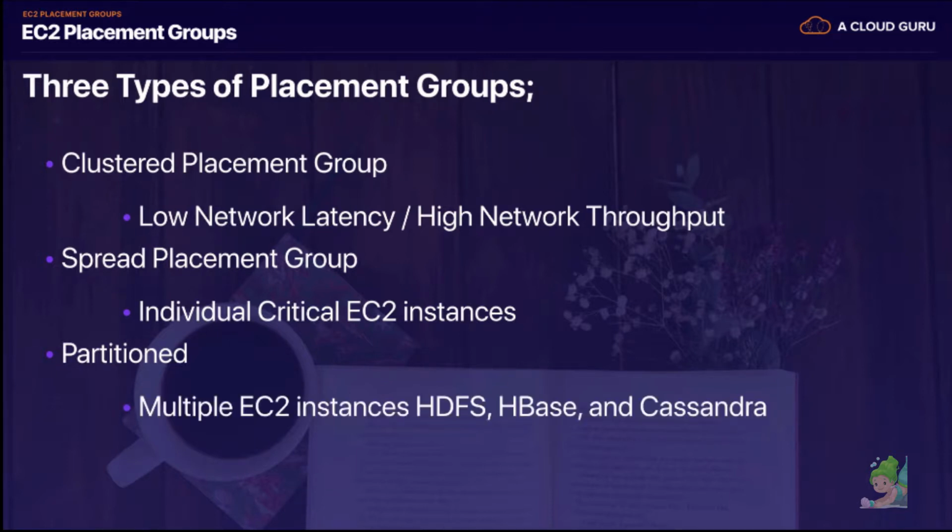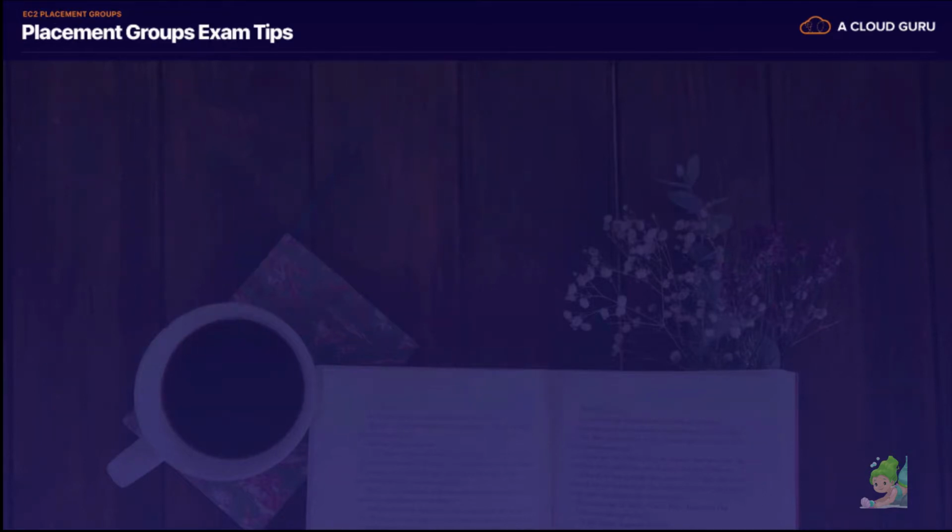And partitioned placement groups are effectively for multiple EC2 instances. So this will be for things like HDFS, HBase, and Cassandra clusters. And this is where you have multiple EC2 instances in a partition, and each partition is always going to be on separate hardware or separate racks from the other partitions. So those are the 3 different types of placement groups.